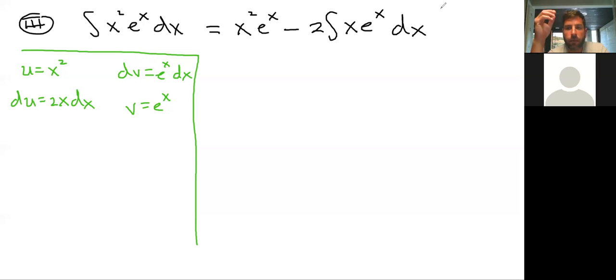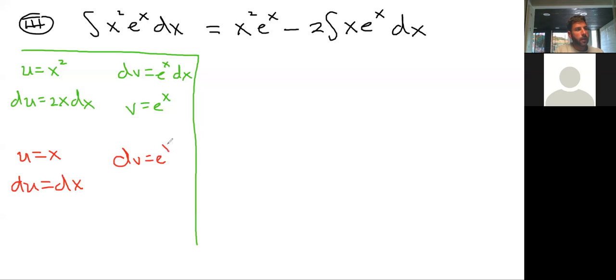And so now we're left with an integral very similar to the problem we just did. And in order to integrate this guy, we have to use parts again. So now my u is going to be x, so my du is just dx. And my dv is e to the x dx, and I'm left with v equals e to the x.